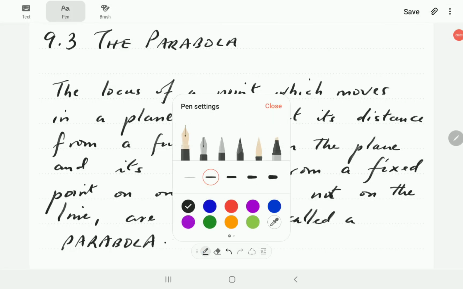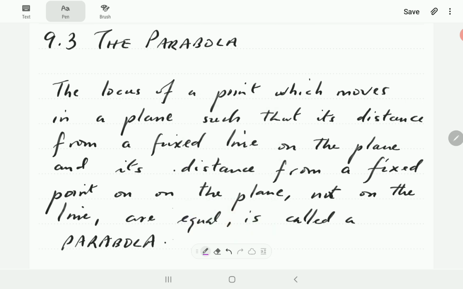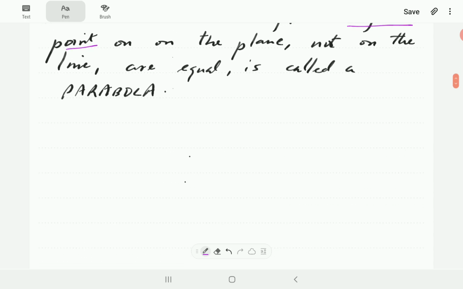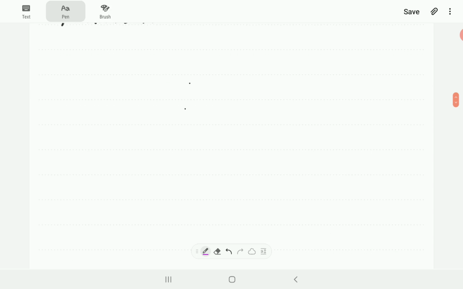Alright, in this video we're going to look at the parabola. The definition of a parabola is a locus of a point which moves in a plane such that its distance from a fixed line on the plane and its distance from a fixed point on the plane but not on this line. So the two distances must be equal. Then you have a parabola.